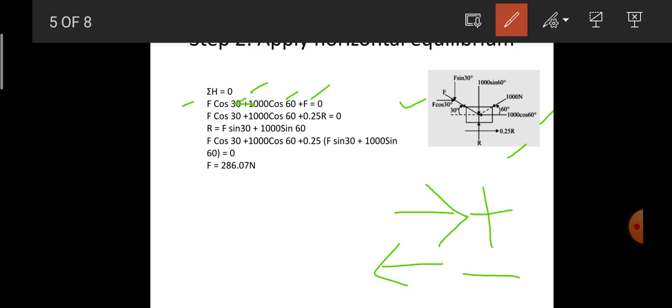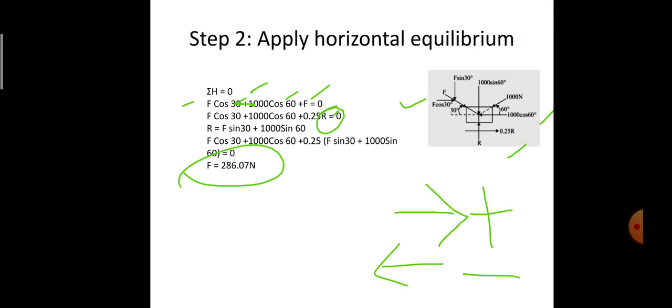In place of R I need to substitute the value which I obtained in the vertical equilibrium. The equation which I have obtained is F sine 30 plus 1000 sine 60. I substitute that in place of R. After all simplification, I'll get the value of F as 286.07 Newton. So this is the force acting along the direction of the object with an angle of inclination of 30 degrees with reference to horizontal.